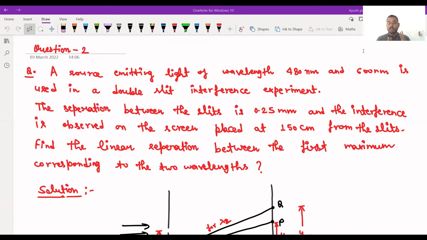So here two wavelengths are given. So first we have to calculate the first maxima corresponding to first wavelength, and then we have to calculate the first maxima corresponding to the second wavelength, and then we will calculate the separation between them, linear separation between these two maxima corresponding to different wavelengths. Great. Now let's understand this.